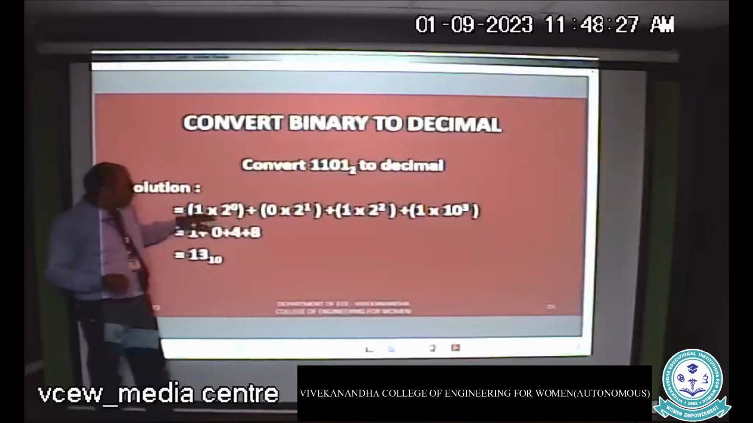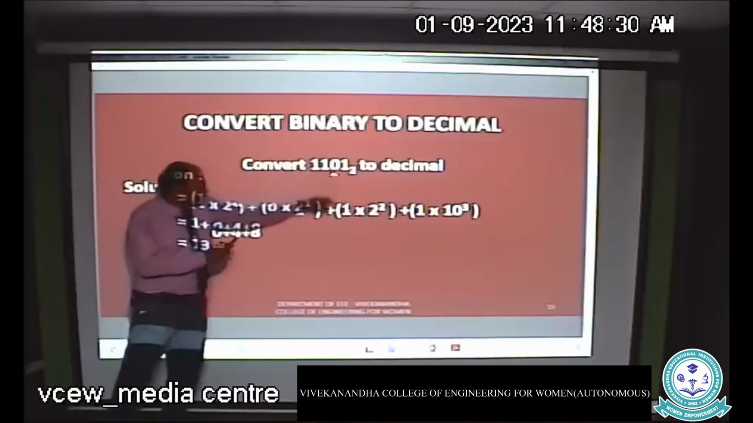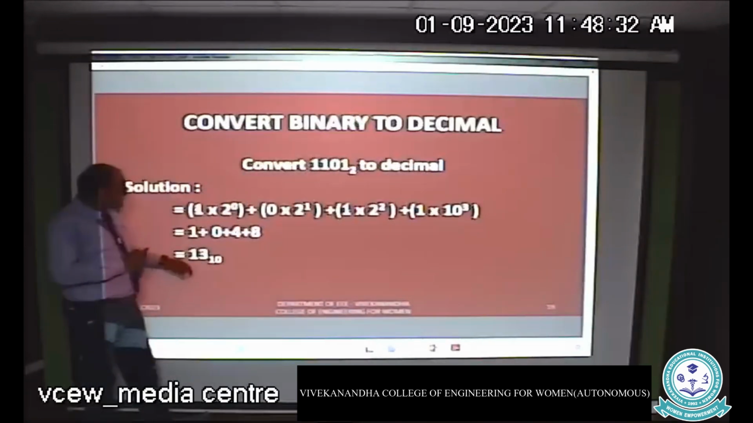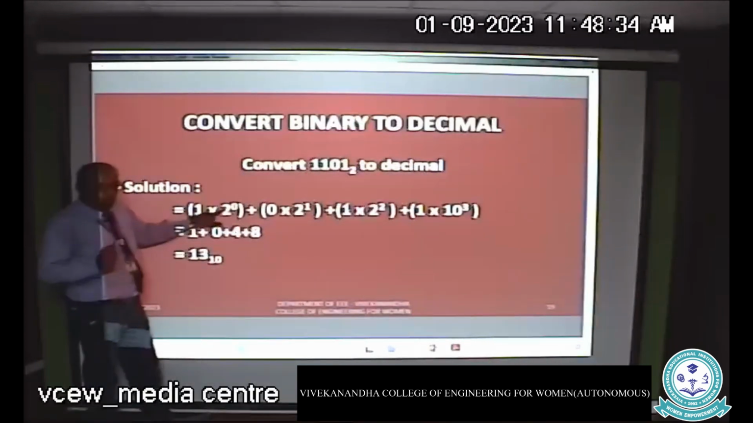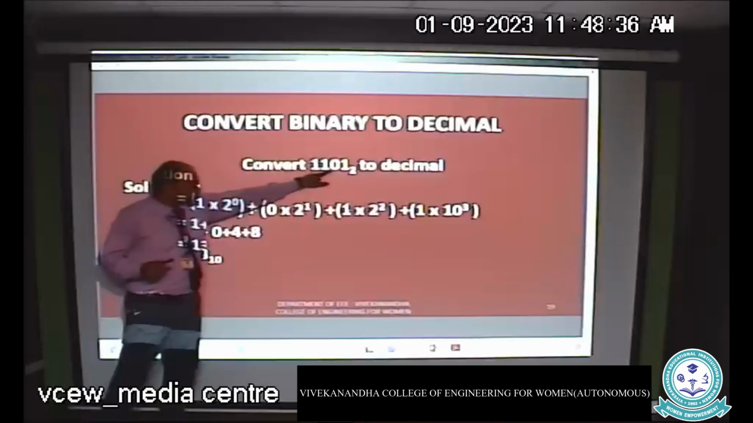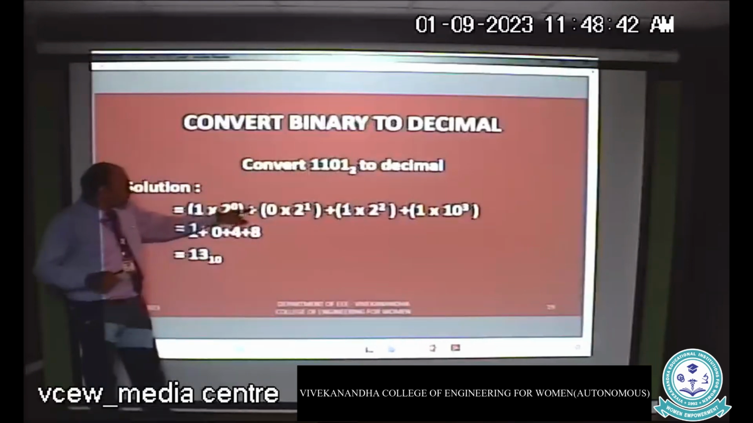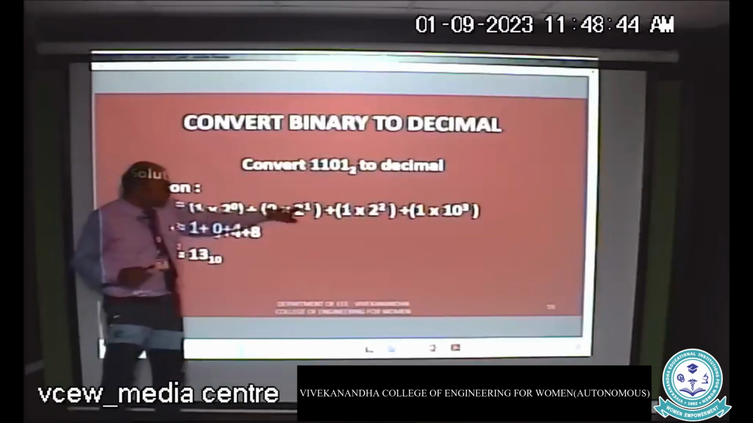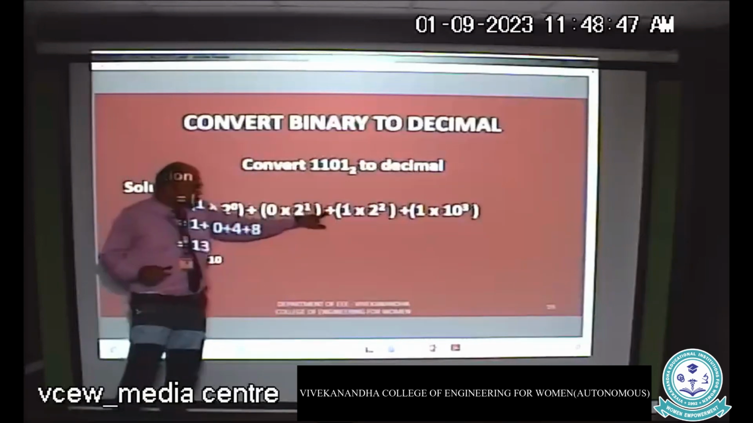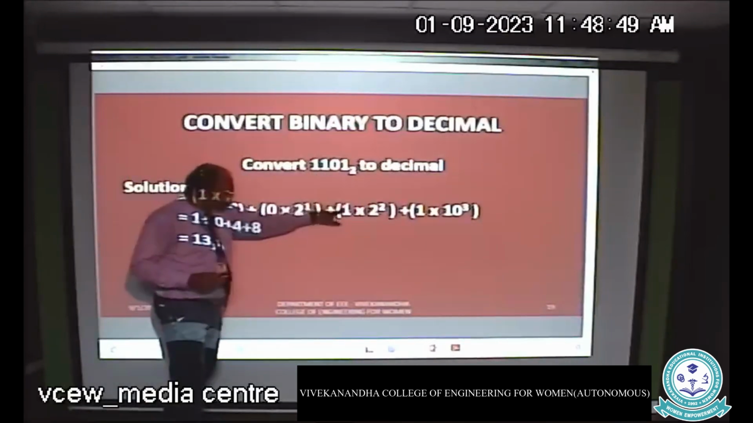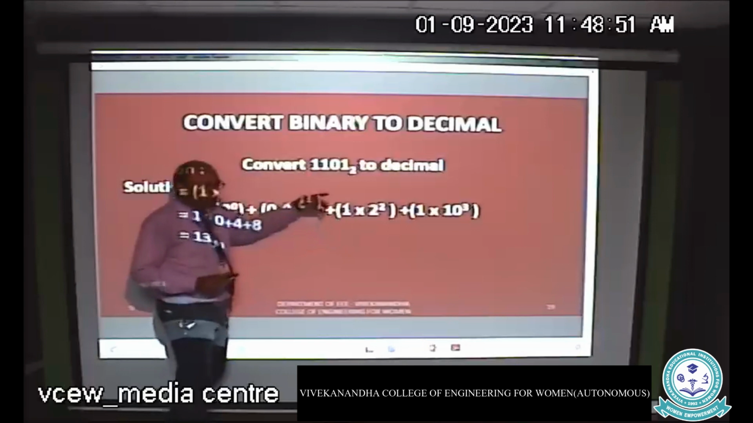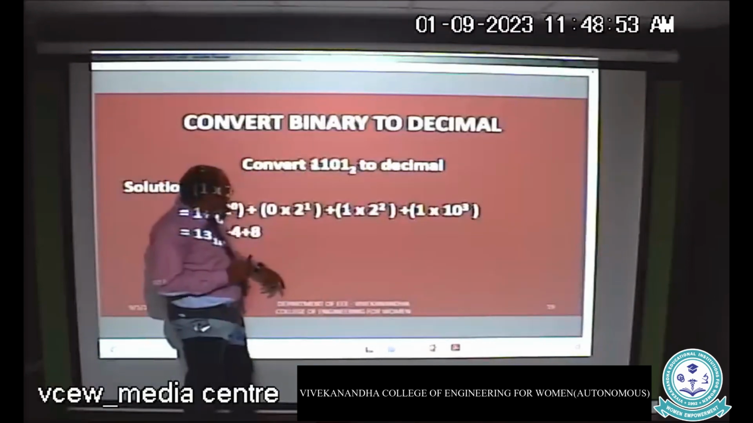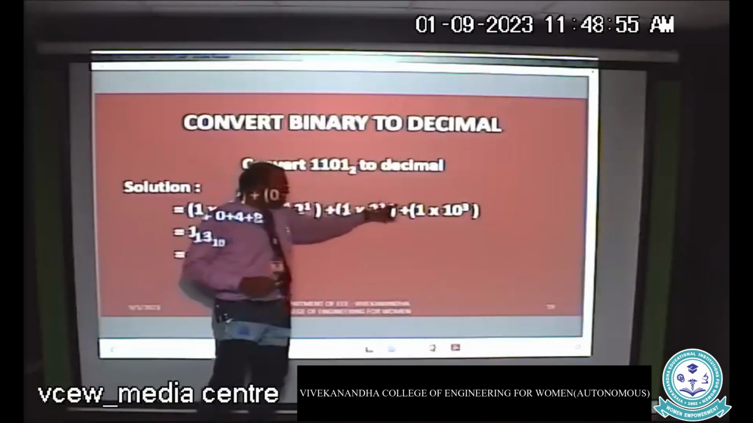So the 1 is here. You can bring this 1 here, right? 1 multiplied by 2 power 0, plus the next digit is 0. 0 is in the 10's place, right? So 0 multiplied by 2 power 1, right? Plus we have 1 here, 1 multiplied by 2 power 2, plus last we have this most significant bit 1 multiplied by 2 power 3.